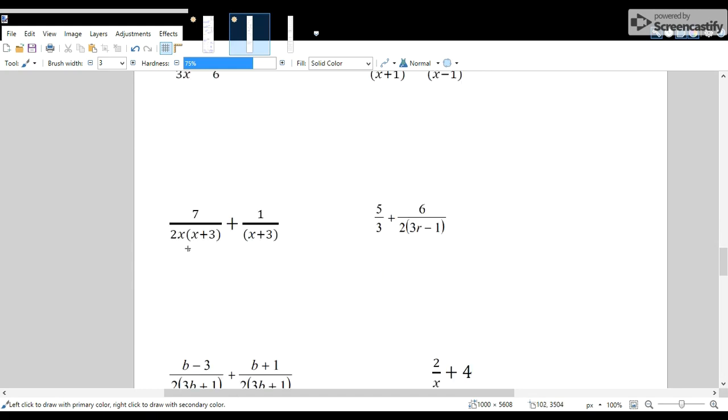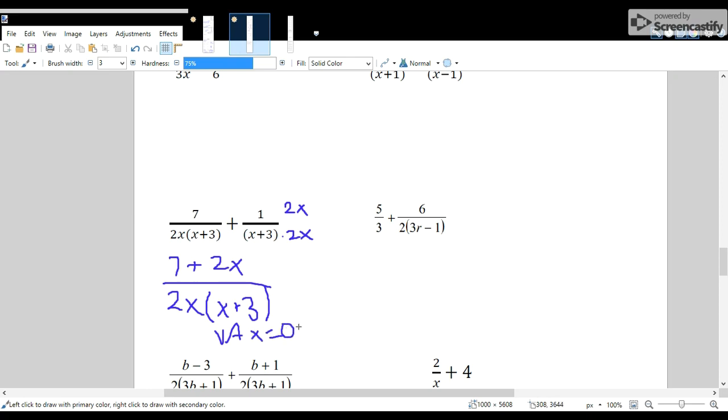Okay, so let's look at this example. We'll multiply each of these by 2x. And then we'll have 7 plus 2x all over 2x times x plus 3. There's nothing that cancels here, so there's no wholes. But we do have two vertical asymptotes. One at x equals 0, and one at x equals negative 3.